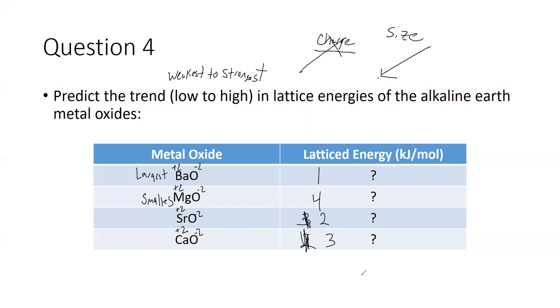So going from weak to strong, barium oxide is the weakest, followed by strontium oxide, calcium oxide, and magnesium oxide. And that has to do all with the sizes of the atoms. Questions about lattice energies? All right.